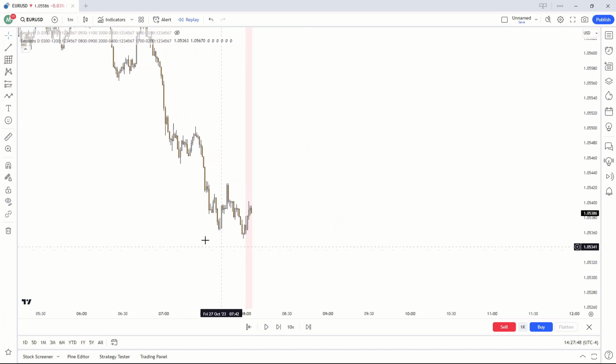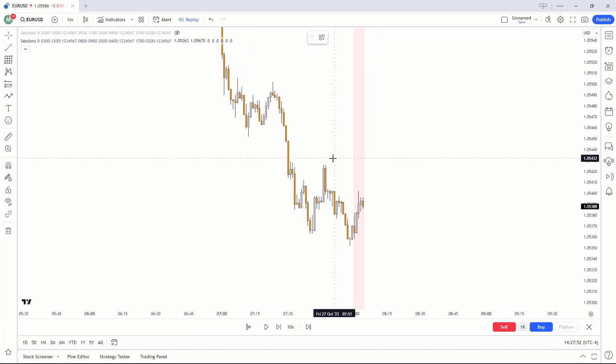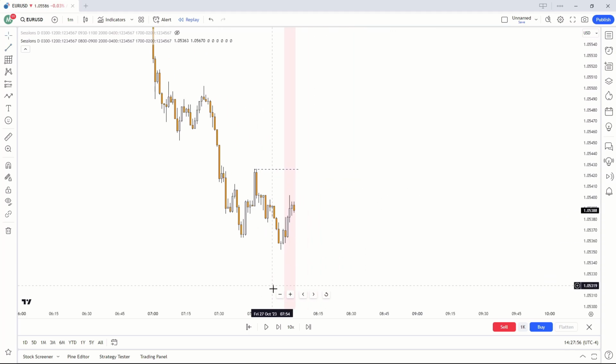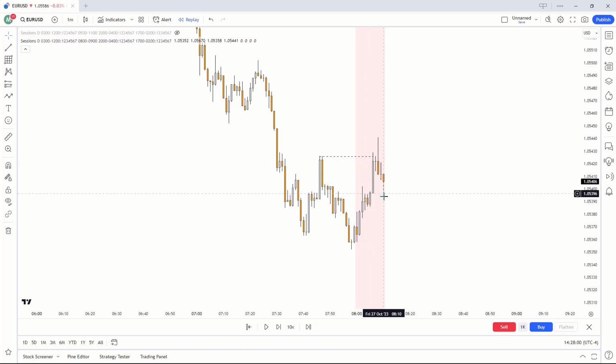And as you guys can see, we do tap into our kill zone. Now, the first level I'm waiting for market to break for our market structure shift is this level right here. And let's see if market breaks it. And unfortunately, it does not break it with a body of a candle.